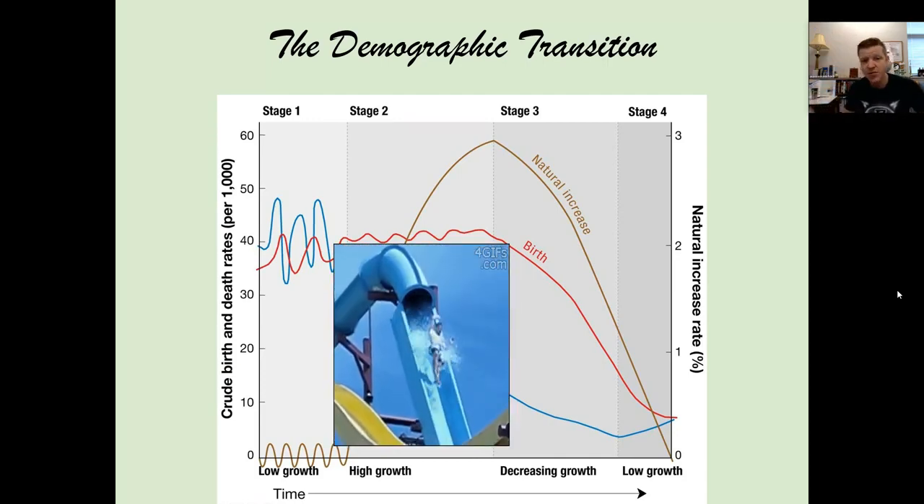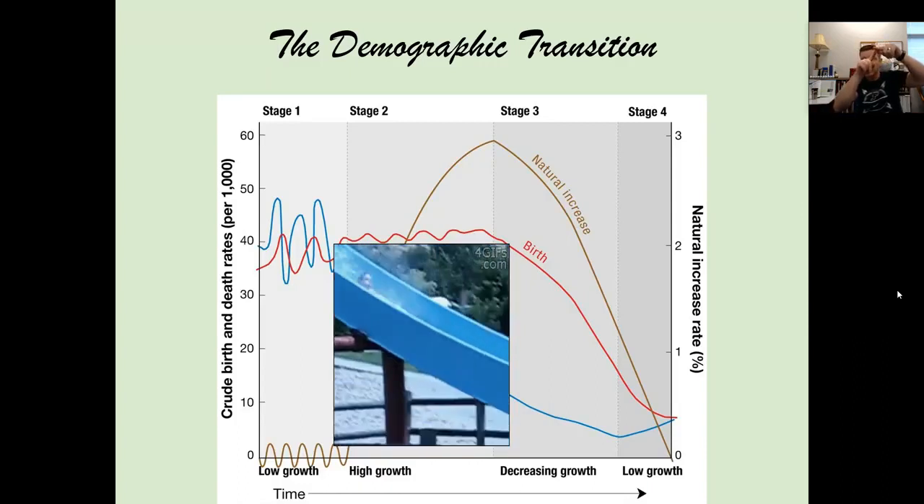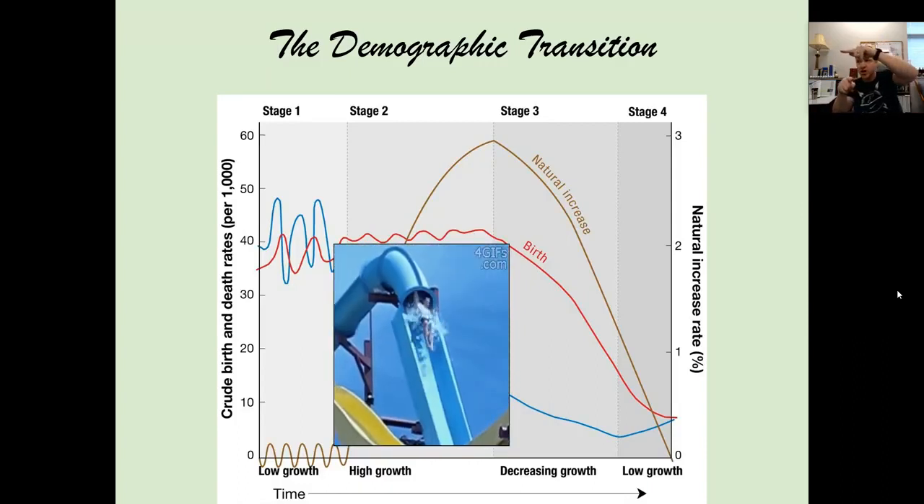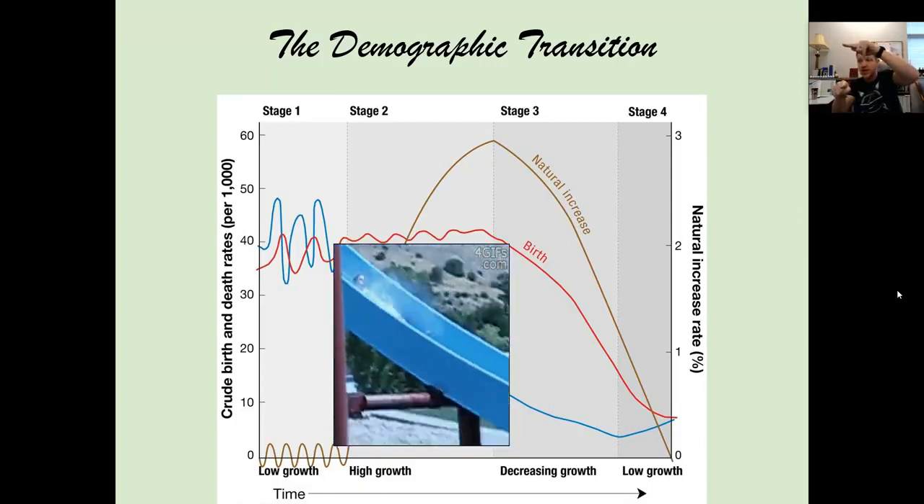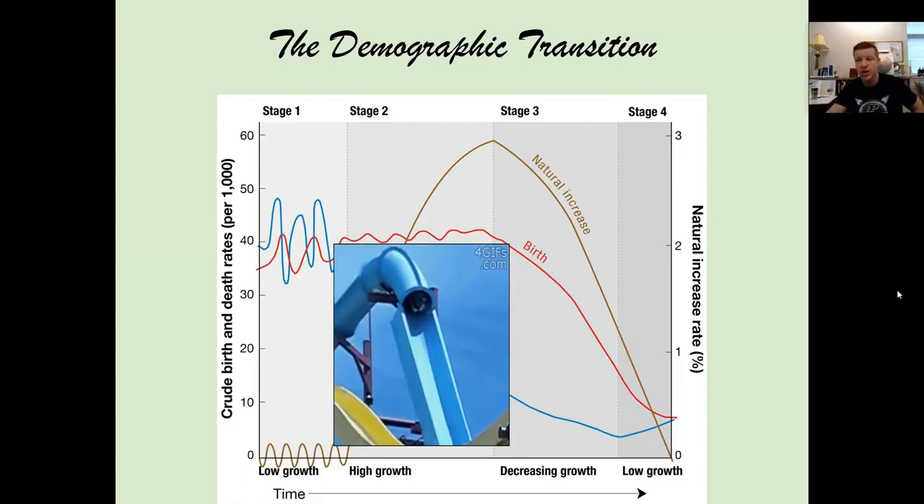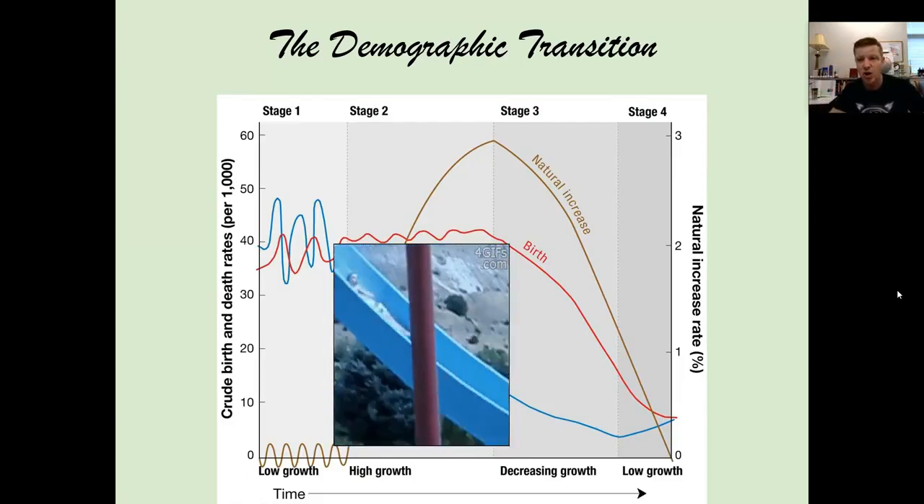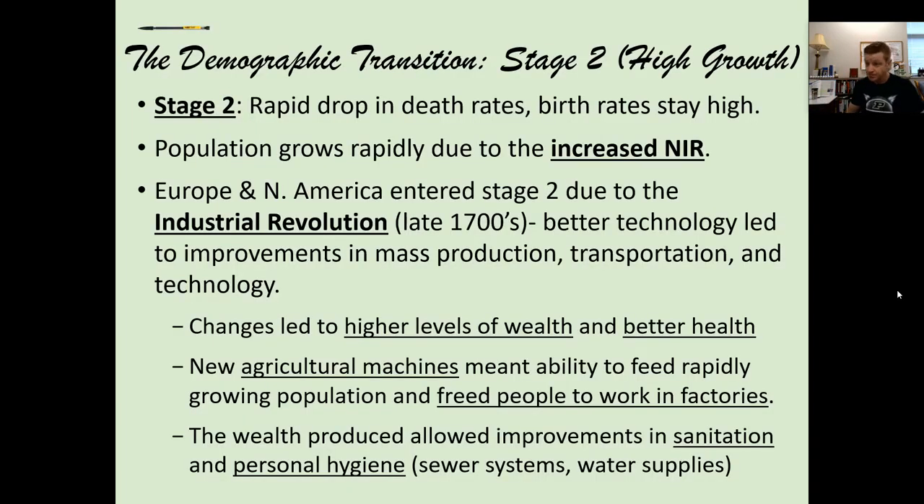Now, as the death rate plummets down, you have the birth rate still remaining high. The death rate takes the plunge, and the birth rate's right here. There's a difference between the birth rate and the death rate. That's what we call the natural increase rate, my friends, and that's what we call the population increase. Now, you have this rapid increase of population that occurs during stage 2. Europe and North America are going to enter stage 2 when the Industrial Revolution hits.